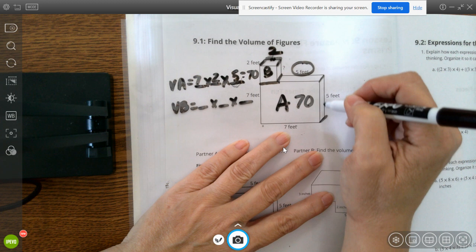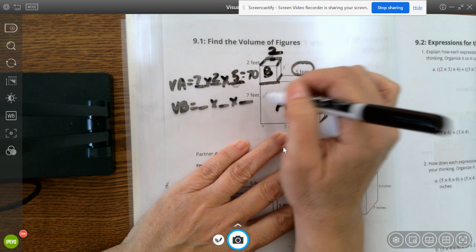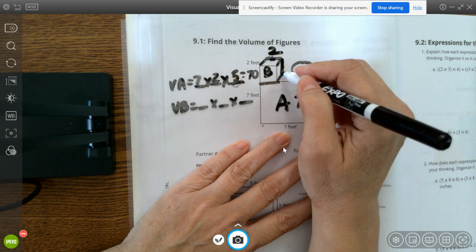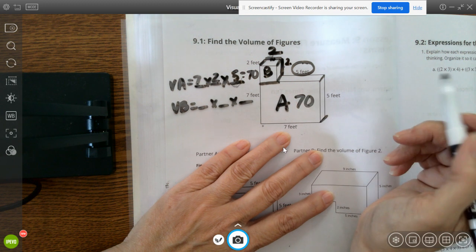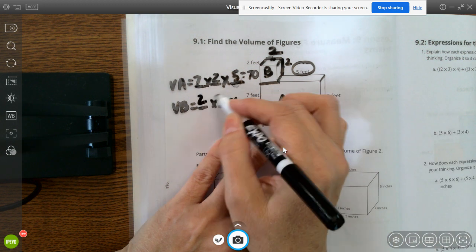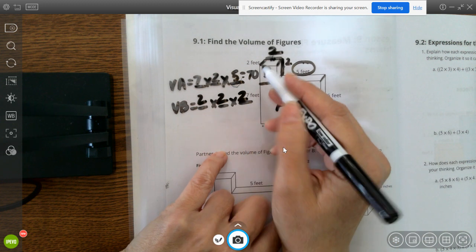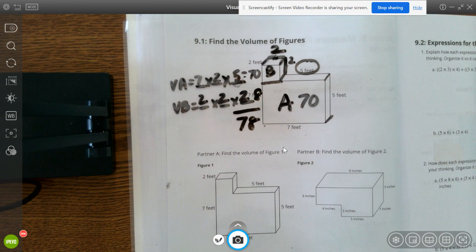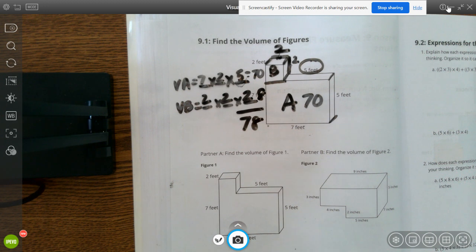I know this is 5 and this whole thing is 7. I need to find out how much is left over for this. 5 plus something equals 7. That is 2. Now I can find this box. It is 2 by 2 by 2. And 2 times 2 is 4, times 2 is 8. The total is 78. That is one way to do this. I'm going to show you the other way to do this. Please make sure you've recorded it.